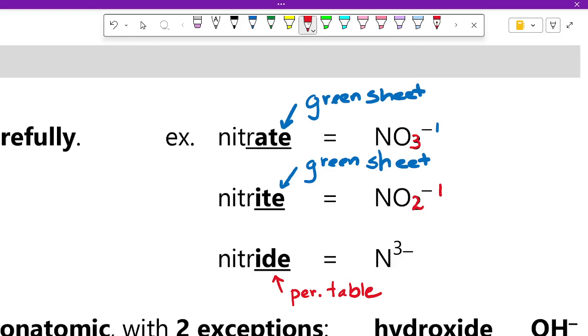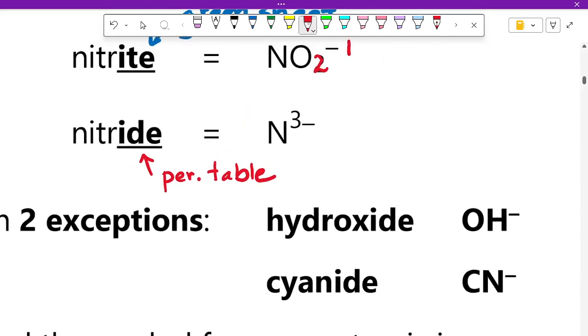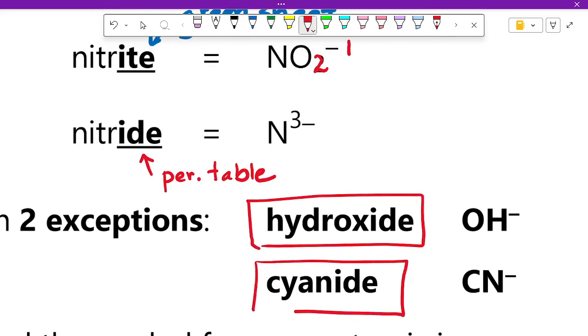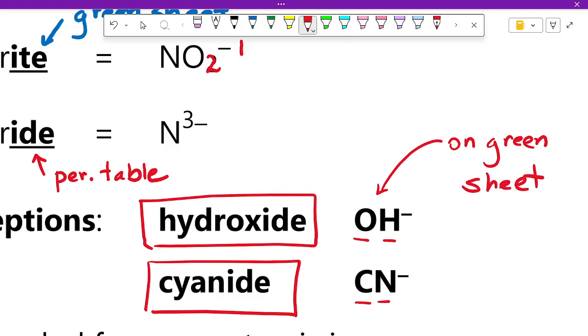Remember I said most of the ides are on the periodic table. There are a couple of exceptions. Hydroxide and cyanide. Do you see how those each have 2 capital letters? If they have 2 capital letters, what type of ion are they? Those are polyatomic ions. Those are on the green sheet. Let's go to our green sheet and make sure we put stars beside them so we can find them easily.